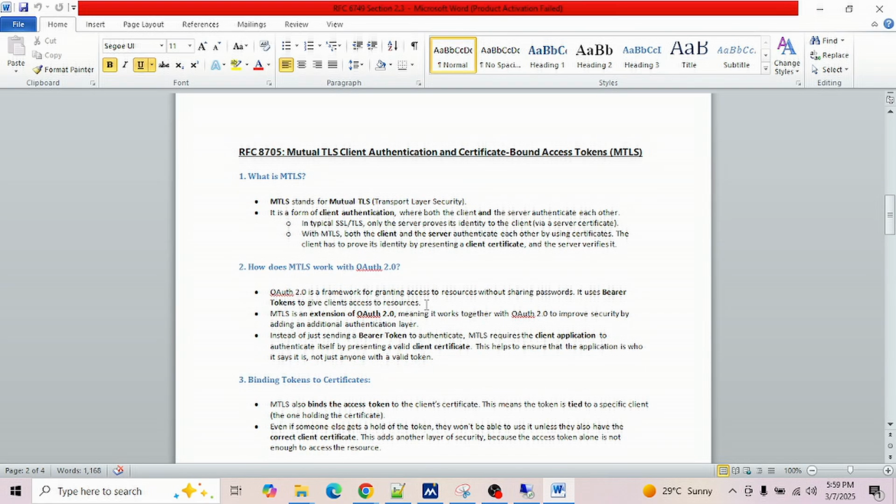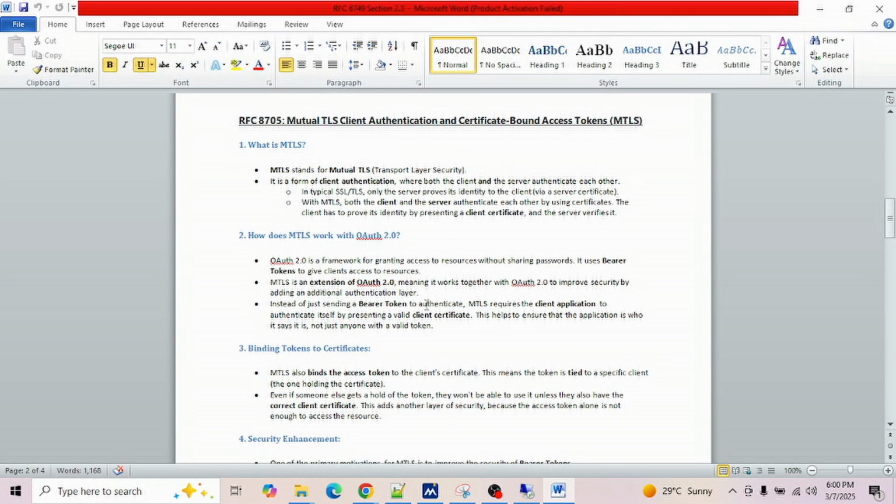RFC 8705, mutual TLS client authentication and certificate-bound access tokens. So what is MTLS? The question first. MTLS stands for Mutual Transport Layer Security. It's a form of client authentication where both the client and the server authenticate each other. In typical SSL or TLS, only the server proves its identity to the client via the server certificate, which is what we have generally seen. With mutual TLS, both the client and server authenticate each other by using certificates. The client has to prove its identity by presenting a client certificate and the server verifies it.